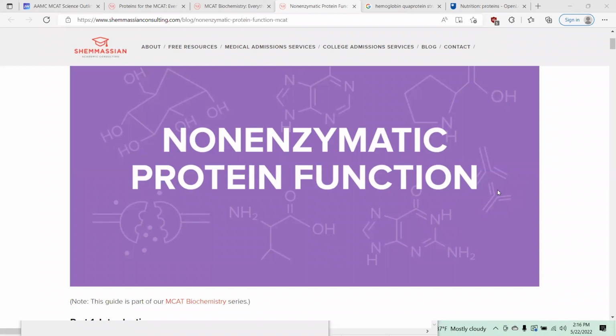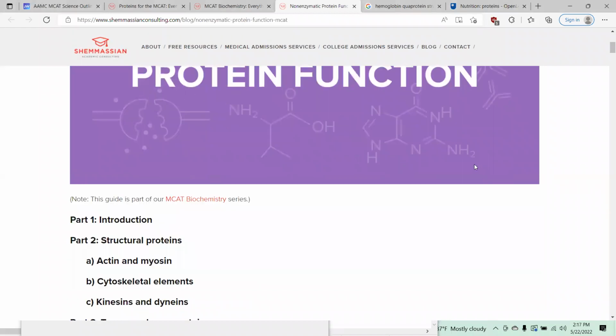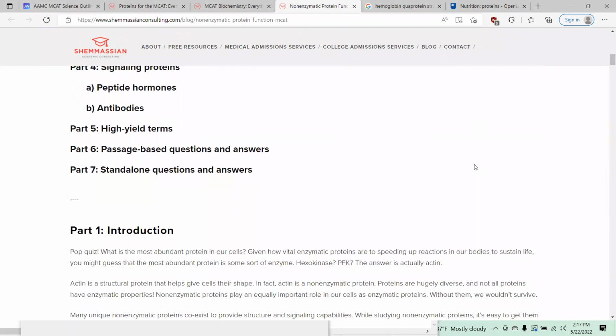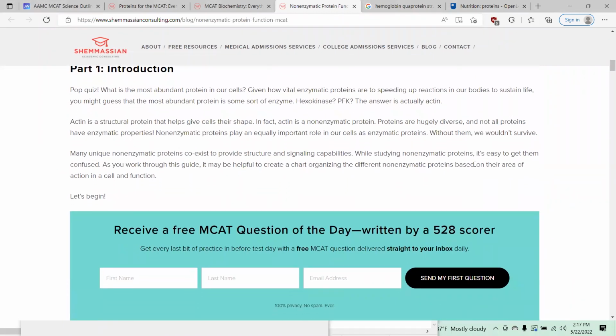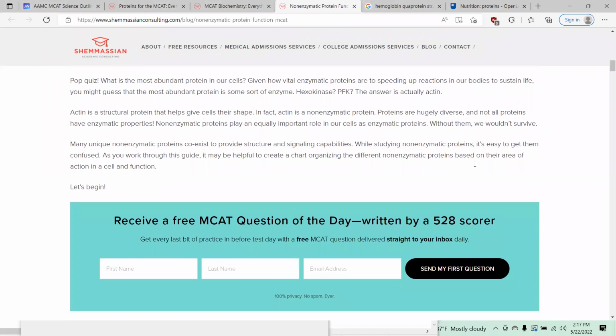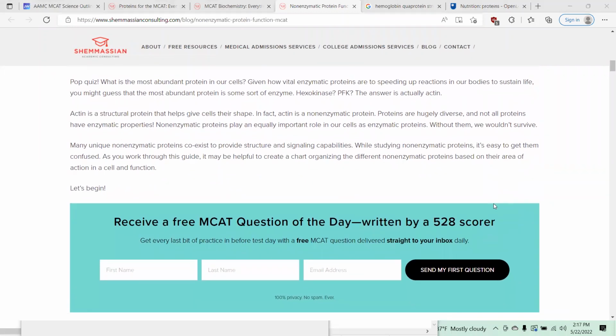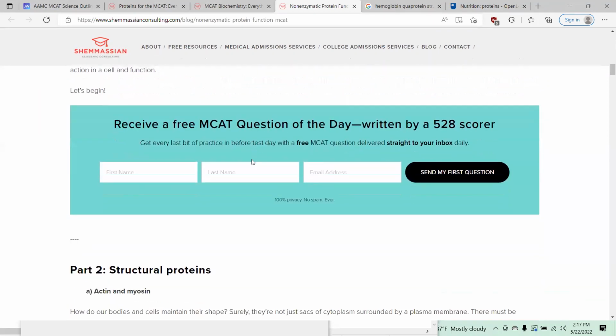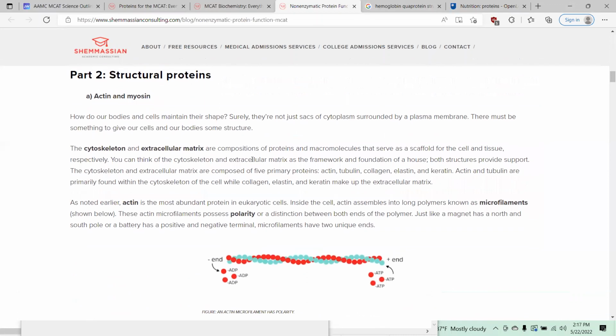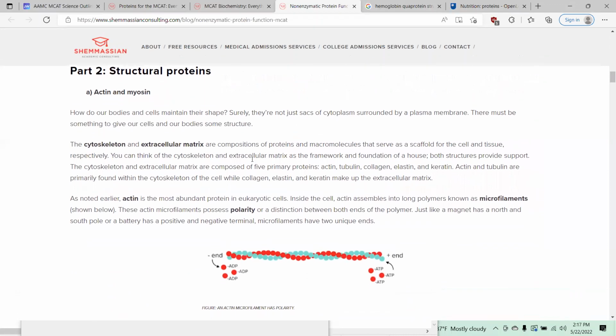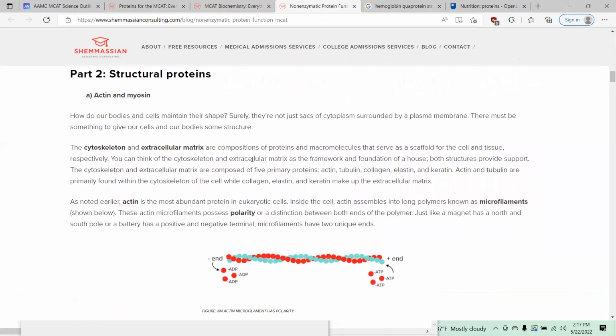Okay, so now we're on non-enzymatic protein function. Non-enzymatic protein function is basically proteins that don't act in an enzymatic way. Enzymes catalyze reactions, right? But there are also proteins that are not catalyzing reactions, such as structural proteins, and actin is one of those. There are a lot of structural proteins in our cells, proteins that are just there to give our cells structure and shape.